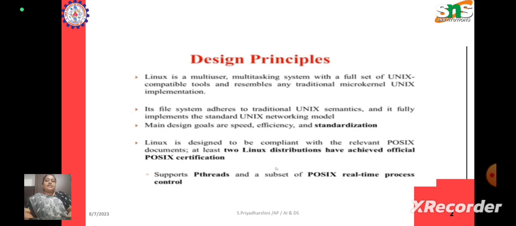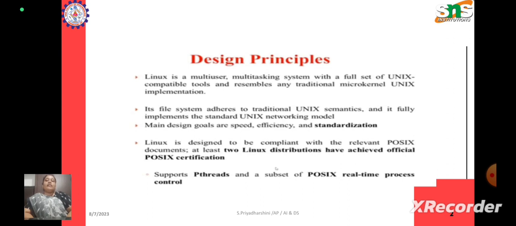It implements the standard Unix networking model, and the main design principles of Linux follow three important design goals, namely speed, efficiency and standardization. In order to achieve efficiency and standardization, it tries to adhere to the POSIX standards. We know POSIX stands for Portable Operating System Interface. In order to provide for standardization, at least two of the Linux distributions have already achieved the POSIX certification.